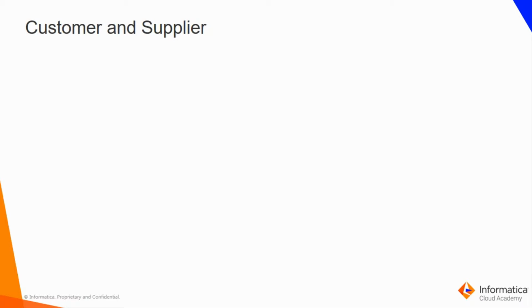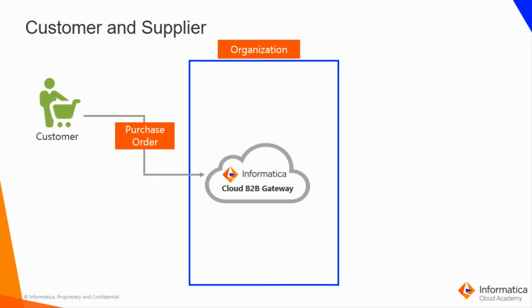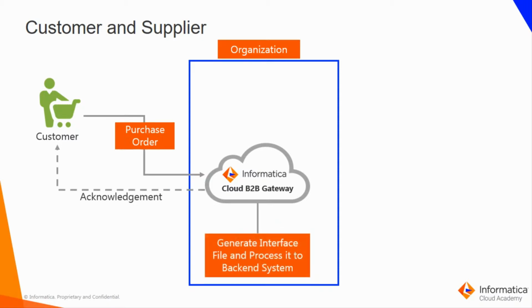Now let us understand the difference between the customer and supplier. The partner type defines the expected direction of messages between the organization and the partner. A customer is a partner who places an order with the organization. So the customer generates a purchase order EDI and then sends it to the organization. The organization sends an acknowledgement in response.